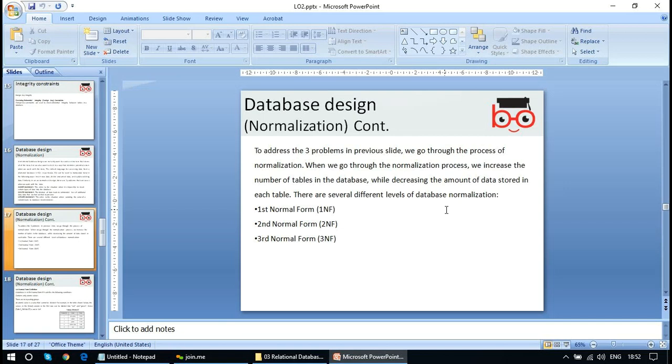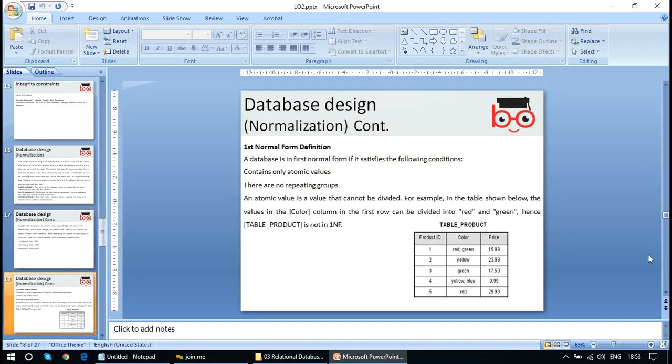There are several different levels of database normalization, but let us discuss three of them at the moment. When you say that you have normalized the database, you say first normal form, second normal form, third normal form. Let us see how it works. A database is in first normal form if it satisfies the following conditions: it contains only atomic values, and there are no repeating groups.